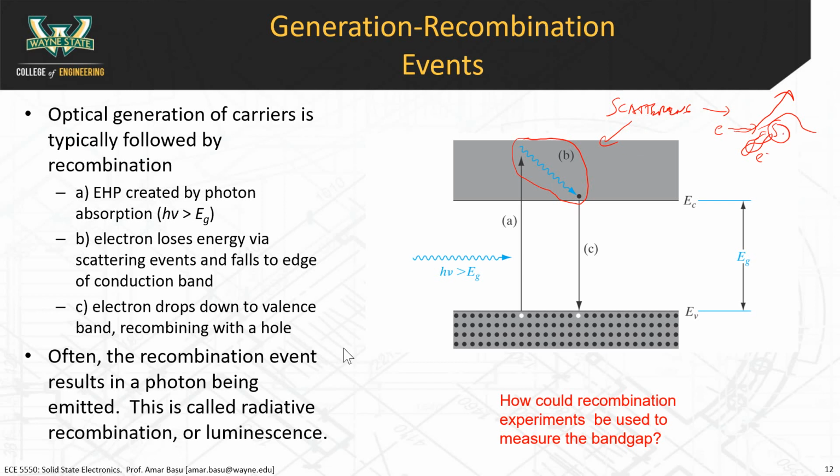One quick question I'd like to ask is, how could recombination experiments be used to measure the bandgap? If you have a material of unknown bandgap, how could you do a simple light experiment to measure the bandgap?